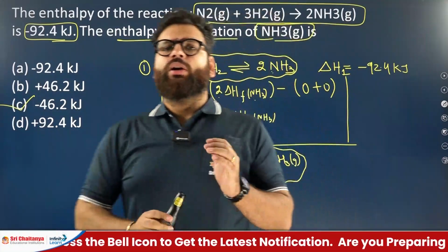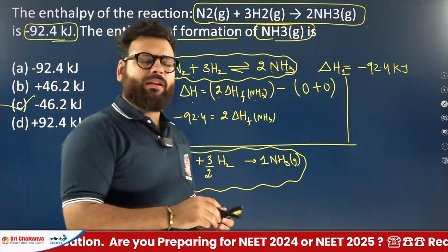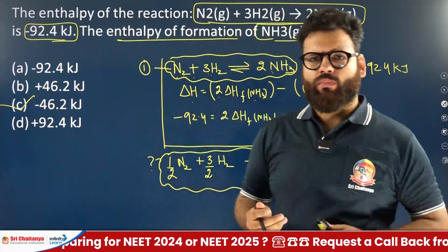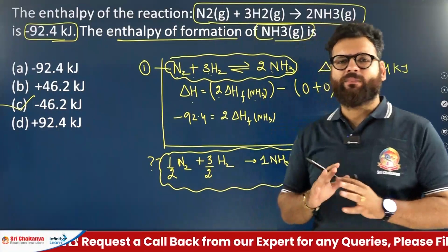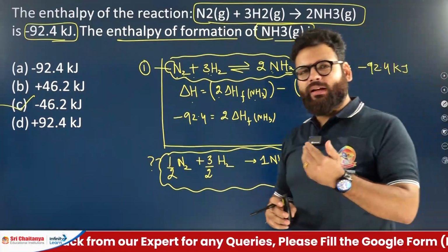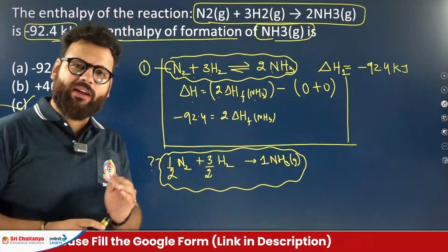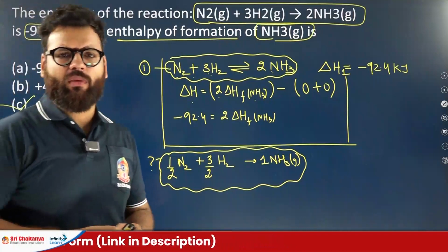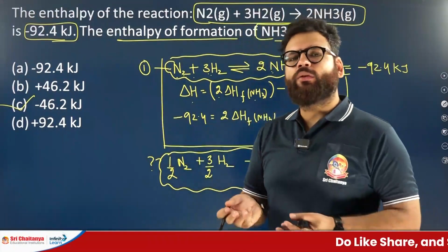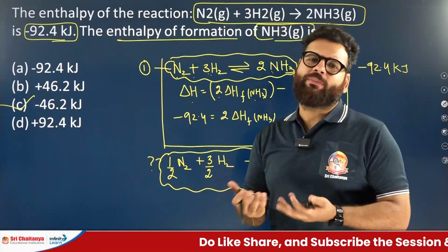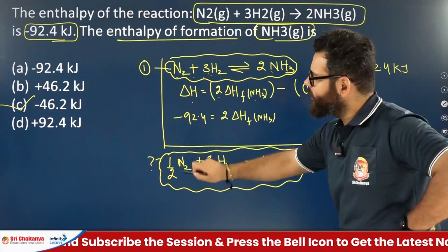You do some mathematical operation on the given reaction. Whatever mathematical operation you do, the same operation will be done with delta H. Simple as that. If you double a reaction, double the delta H. If you halve a reaction, halve the delta H. If you add 2 reactions, add their delta H. If you subtract 2 reactions, subtract their delta H. Now tell me, how can I reach from here to here?